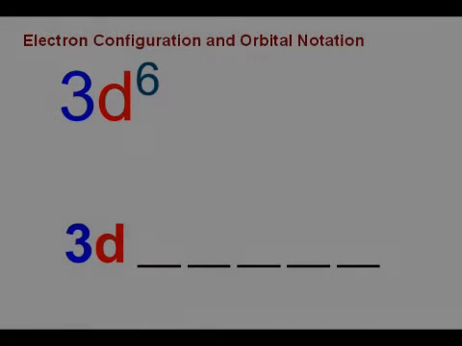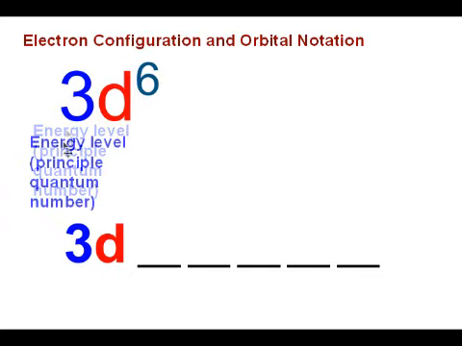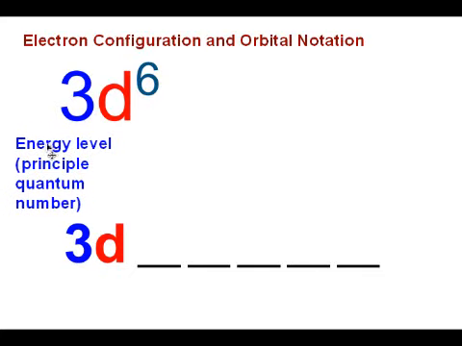Hello, in this edition of ChemCast we're going to take a look at electron configuration on top and orbital notation on the bottom. Let's first take a look at some of the symbols we use for doing each of these. First, the number 3 out front. That is our energy level, also called the principal quantum number. That tells us the distance that cloud of electrons is from the nucleus.